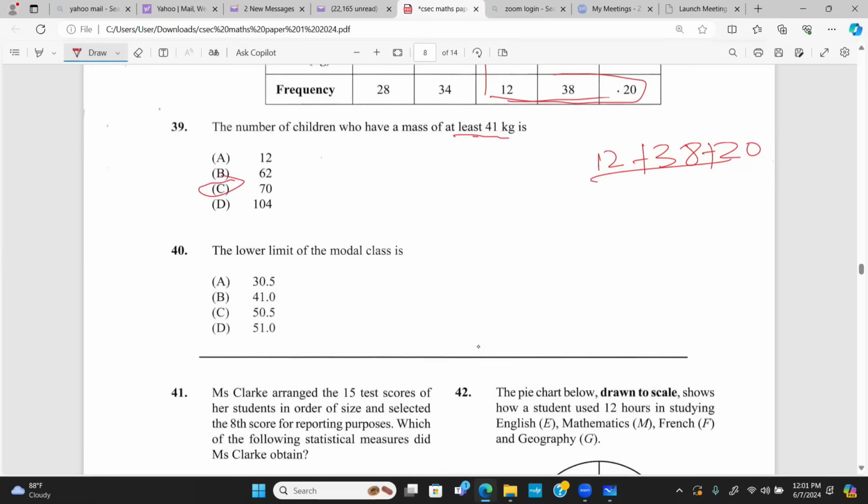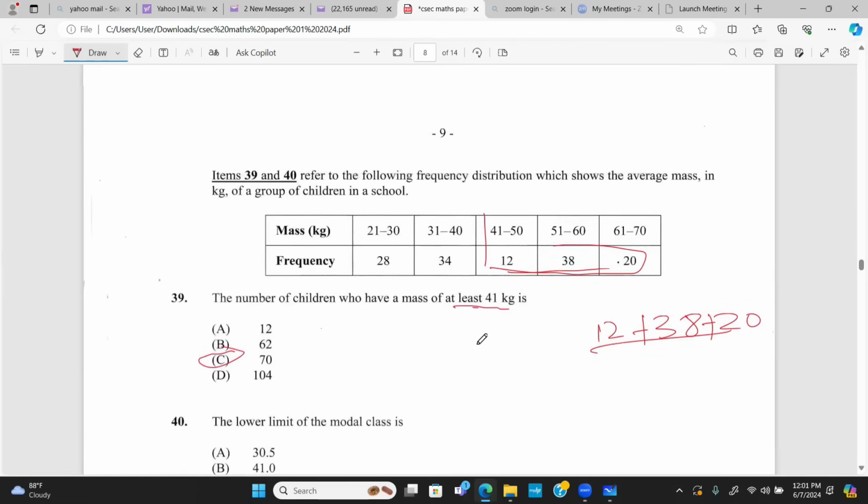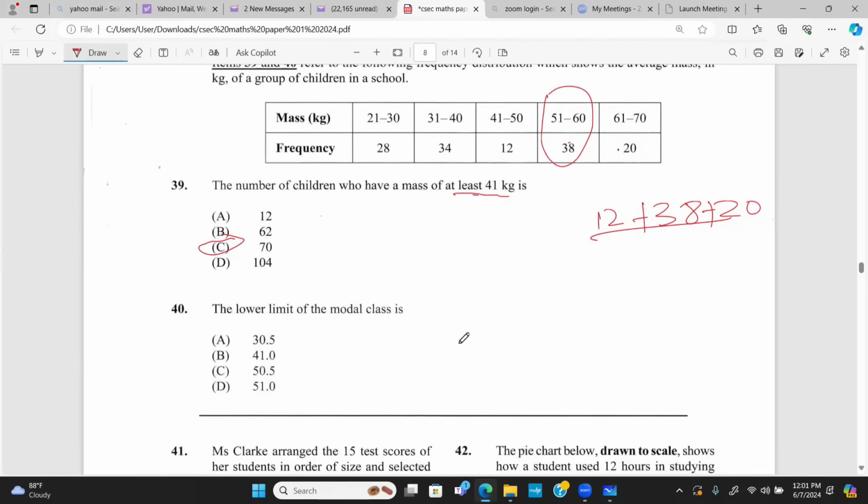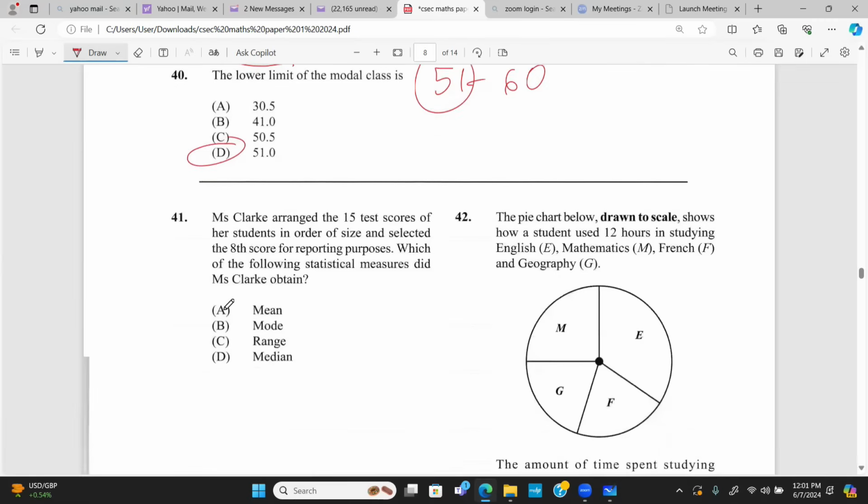The lower limit of the modal class. Modal, the one that occurs most frequently. So let us look at the modal class. It would have been coming from the one which occurs the most. So the modal class is going to be right here, 51 to 60. The limit though, not boundary. The lower limit is 51 right here, not boundary. D is the answer, lower limit.